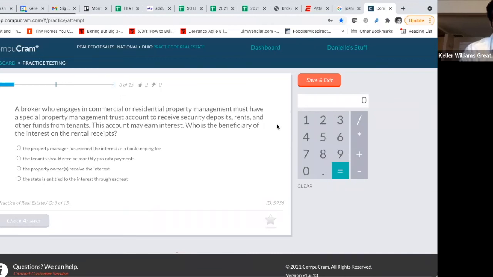Is it A, the property manager has earned interest as a bookkeeping fee? B, the tenants should receive this in monthly pro rata payments? C, the property owners receive this interest? Or D, the state is entitled to the interest through escheat?